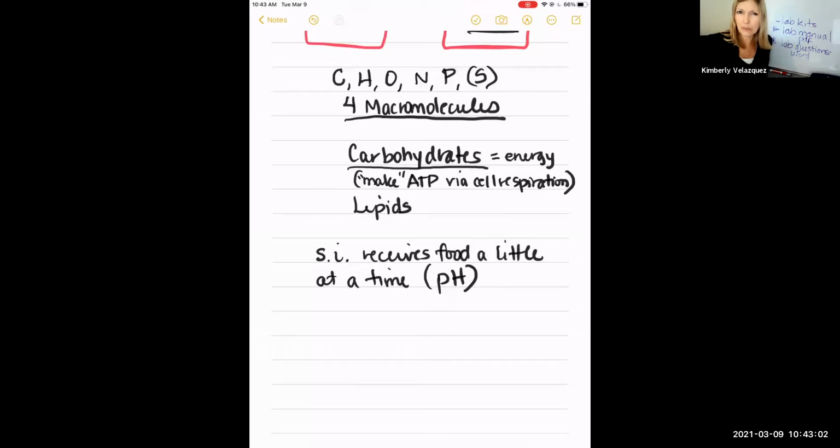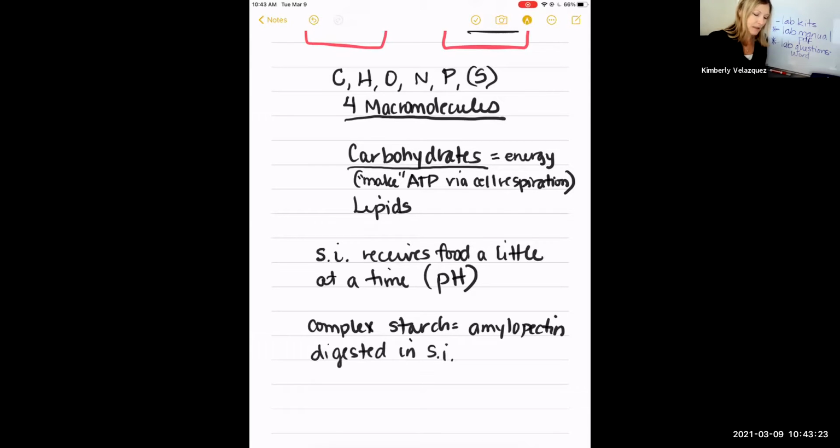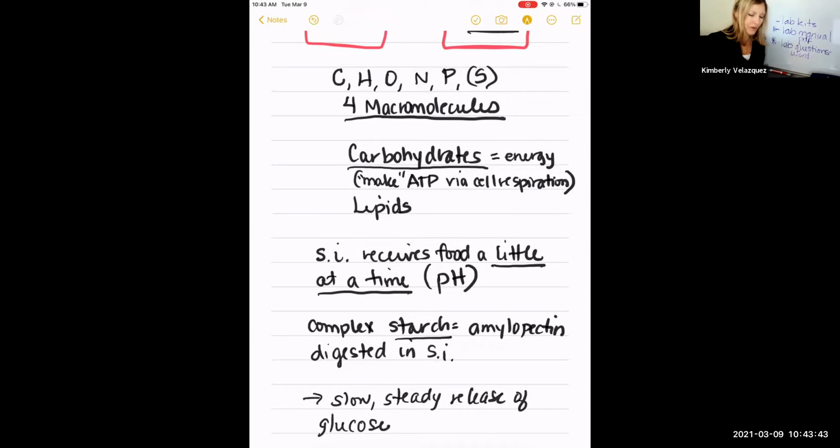That's really good when it comes to blood glucose regulation, because if you're eating complex starch, which is called amylopectin, remember it's branched in structure, it's digested in your small intestine. It can't be digested by the enzymes in your saliva. So what that means, since you're getting that food a little at a time, it means you're digesting the starch a little at a time. And this is going to be a slow, steady release of glucose from that food.